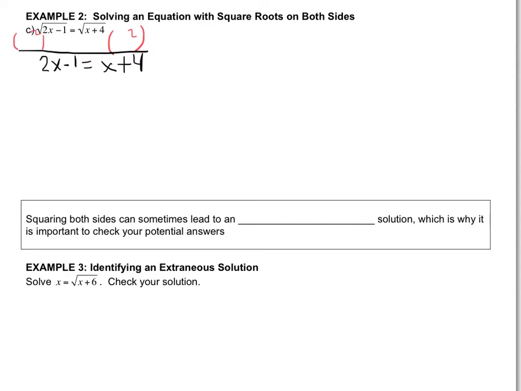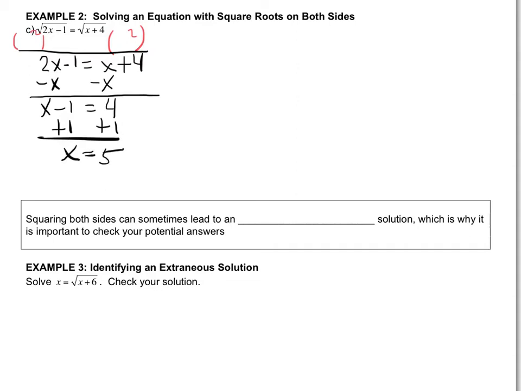Then I would think, move my variables to the same side by subtracting x from both sides. That will cancel the x's there to leave me with a 4 on the right hand side, and on the left hand side I would be left over with x minus 1. I would add 1 to both sides. X equals 5, and that should do it on that one.